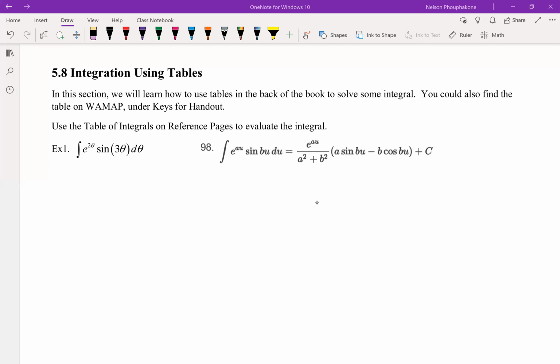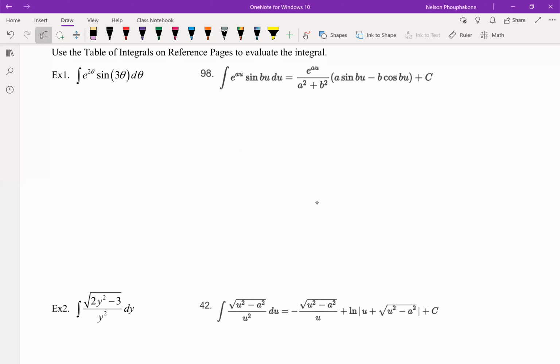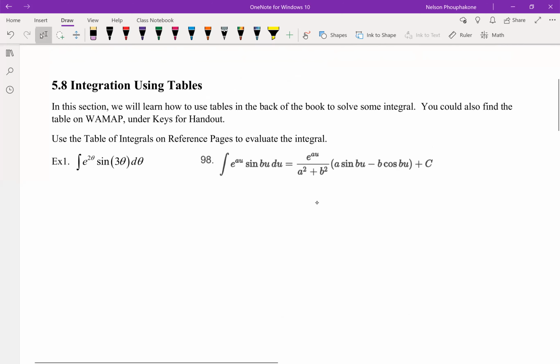Okay, so now let us get to section 5.8, integration using tables. In this section, we may have some integrals that are really hard to do. In this case, in the back of your textbook, there's a table. This table has some specified integrals for you to check out, to help you solve those integrals, okay?